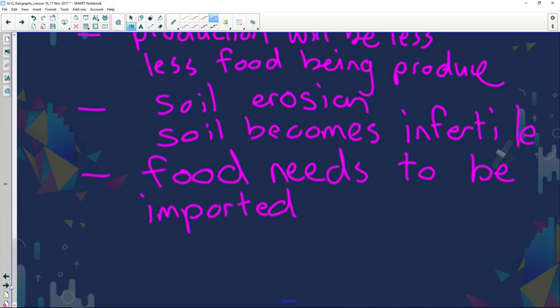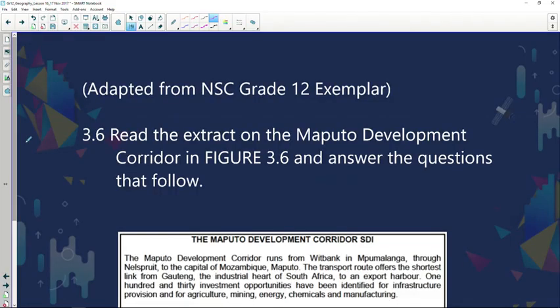Okay, let's continue and look at our next question. Now, read the extract on the Maputo Development Corridor. Now, first of all, if you look at Maputo, where do we find Maputo? It's in Mozambique. It's the capital of Mozambique. And answer the questions that follow.